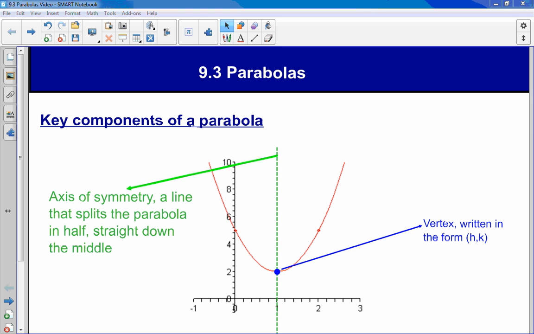Hey guys, welcome to 9.3. In 9.3, we are talking more in depth about parabolas. Now I know that we talked about parabolas in chapter 7. However, we're going to go more in depth here in 9.3.